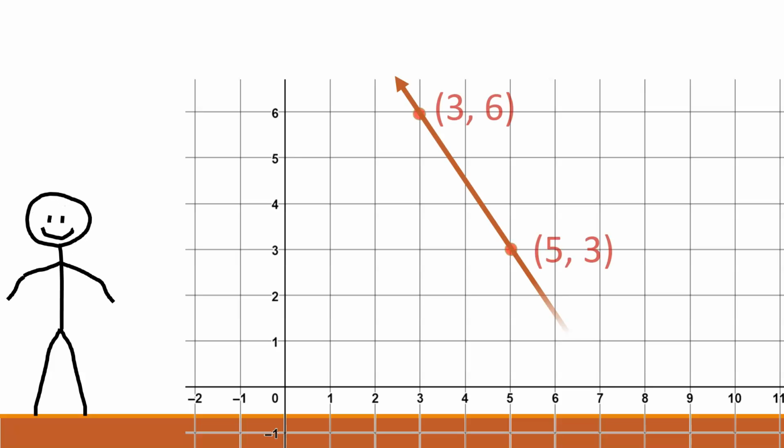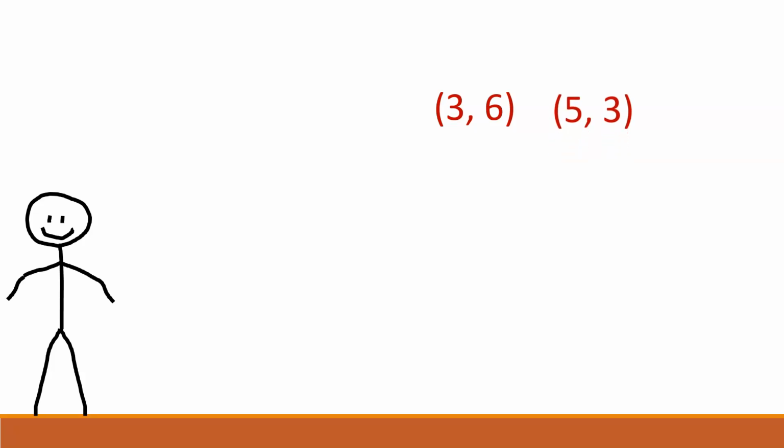It makes a lot of sense, right? You can just use the picture. So vertical change of -3 divided by horizontal change of 2. Slope of this line is -3/2. Simple. But what if I take the graph away from you and just give you the points? Can you still find the slope of the line?